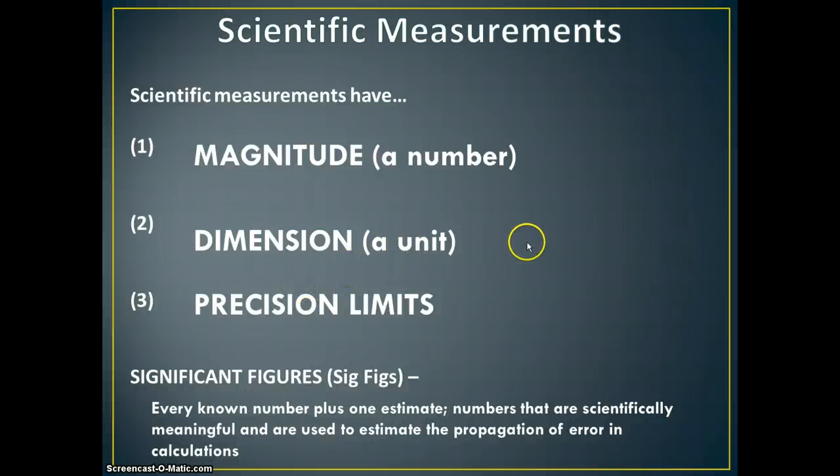So in order to convey this precision limit, we have to discuss something called significant figures. Significant figures are things that are scientifically meaningful. Really it's an estimation of propagation of error. But in practice, if you're taking a measurement in the lab, it means every number that you can tell from your measurement device with certainty plus one estimated value beyond.